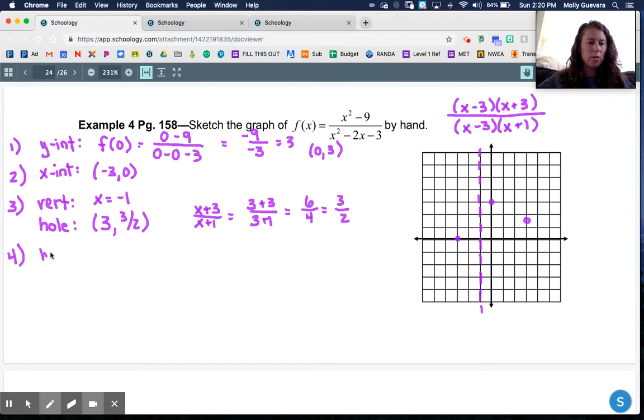Then we go on to the horizontal asymptote. Is this equation top heavy, bottom heavy, or balanced? In this case, it's balanced because it's x squared over x squared. You don't have to write balanced, top heavy or bottom heavy, but if that helps you, then go ahead and do it. So since it's balanced, I take the numbers in front, which is a 1 and a 1. So it's just the equation y equals 1. So here's the horizontal asymptote. There is no slant asymptote in this problem.